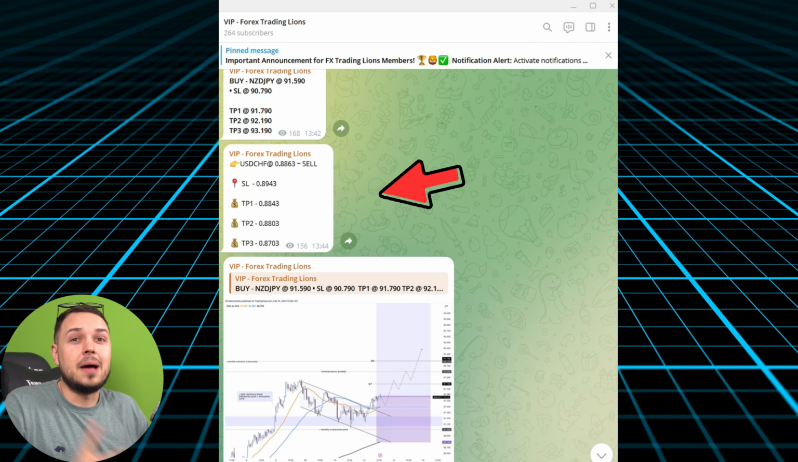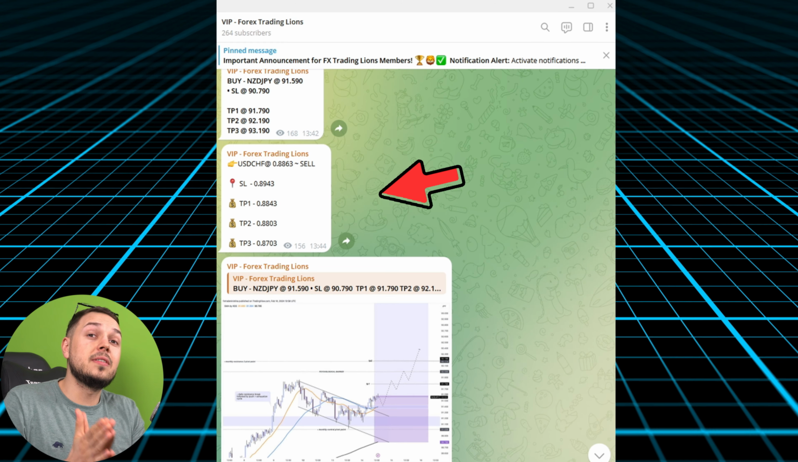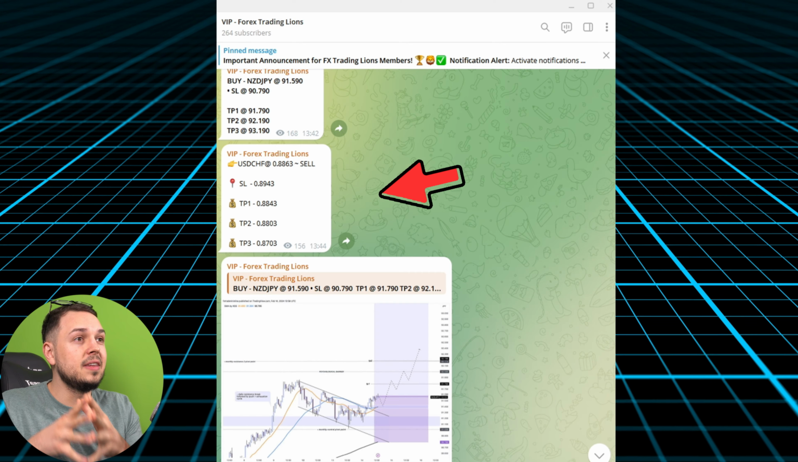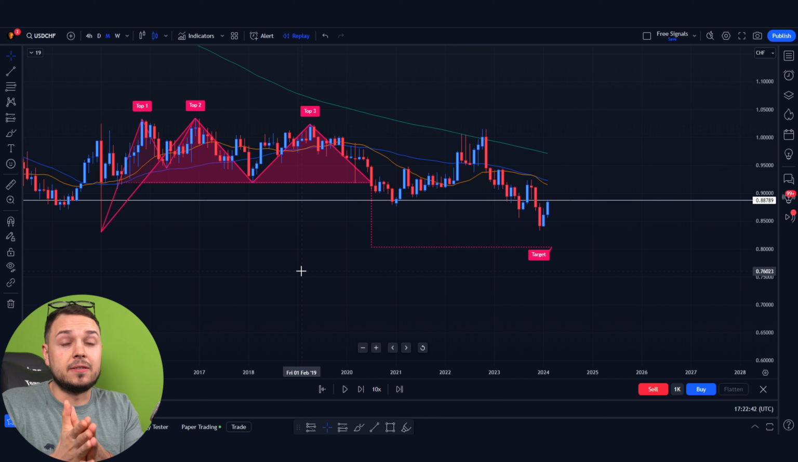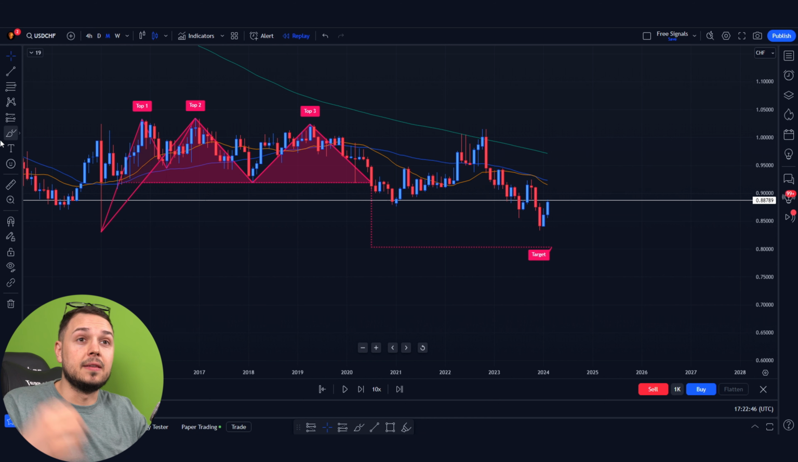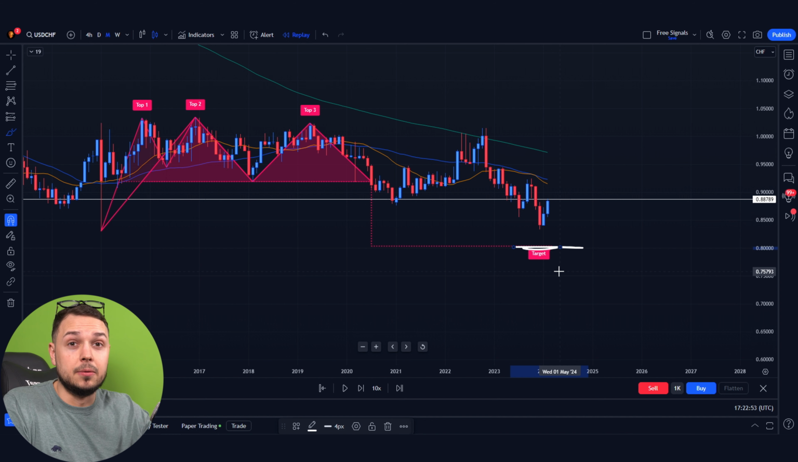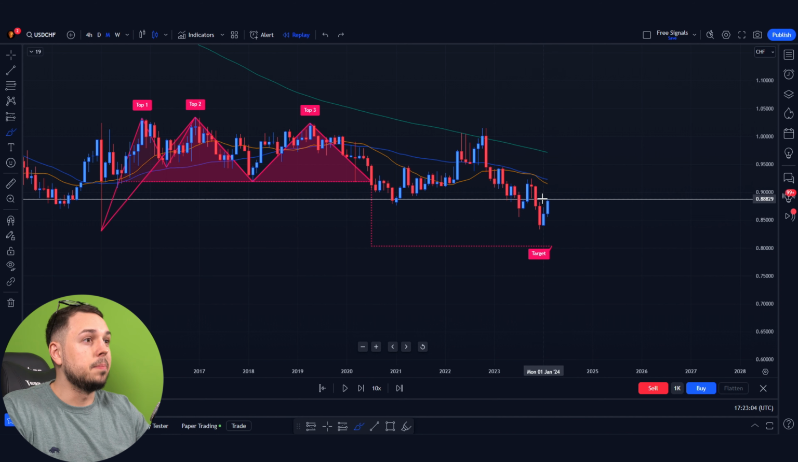Here's another example of top down analysis. We use the same concept on our USD Swiss franc trade from our VIP group. Again, you first want to start with a monthly time frame and you want to find a chart pattern. In this case, we have a triple top just over here. The calculated target profit has not yet been reached, and we also have our monthly pivot line marked.